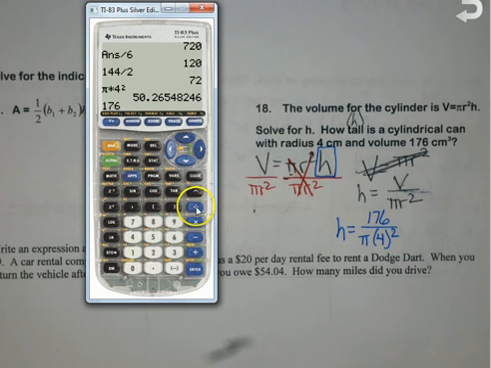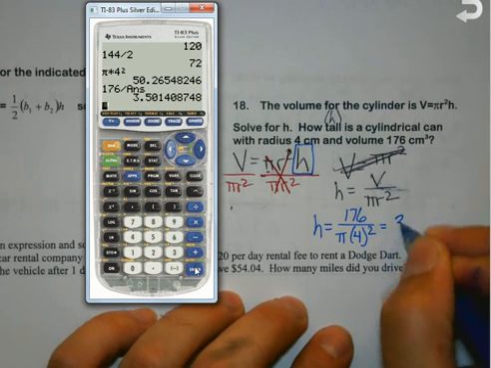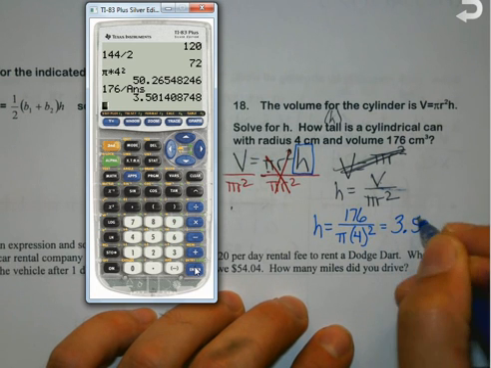176 divided by, now if you don't want to type all that back out again, I wouldn't. You can have the calculator do this for you too by just hitting second and the negative button. That ANS just means it's going to take your prior answer and divide by it. I may not get something that's real pretty. So, 3.50.